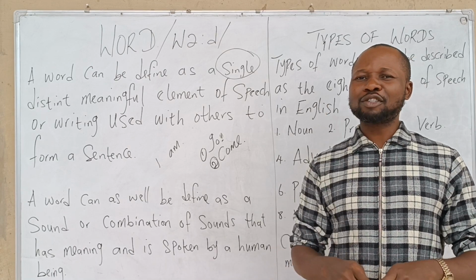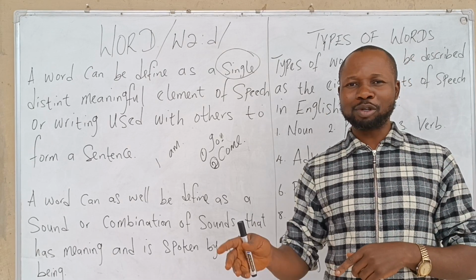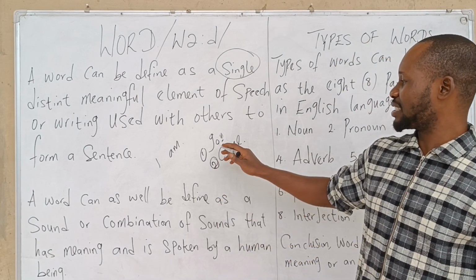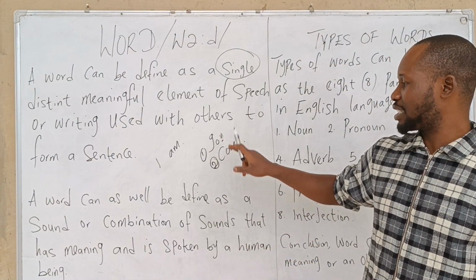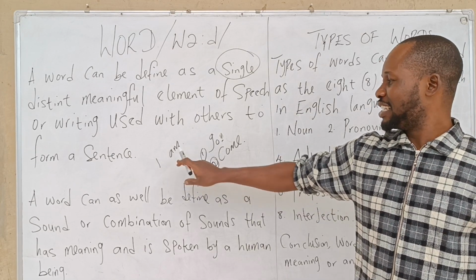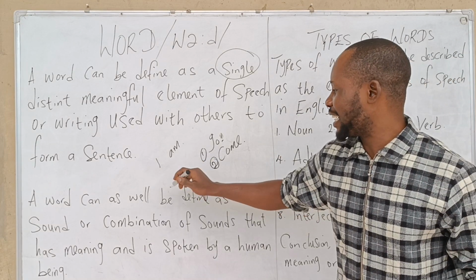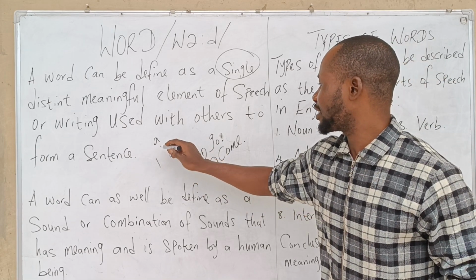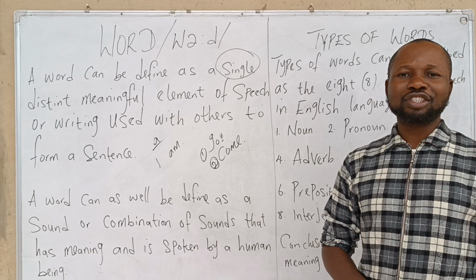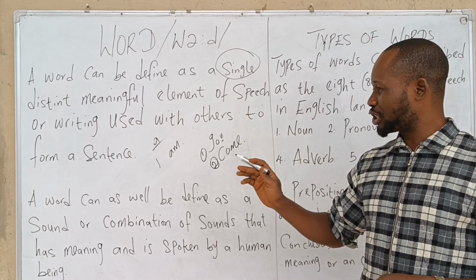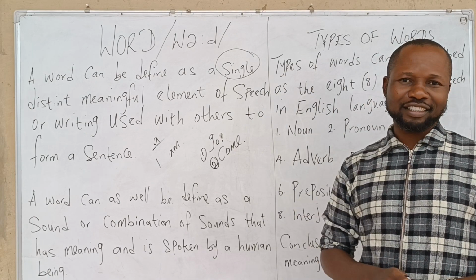Remember, a letter is not a word, and a word is not a phrase. So the ones I gave as examples here, go is a word, come is a word, but I am is a phrase. Therefore, if I say I, or if I say something like a, it is a letter. It's not a word, because it does not have meaning.